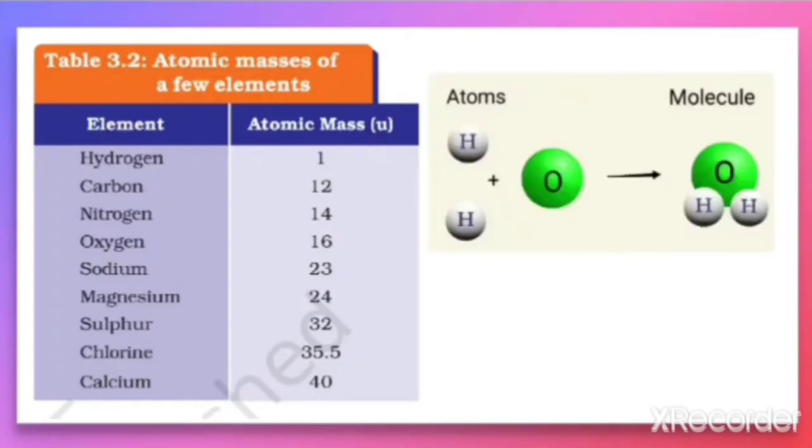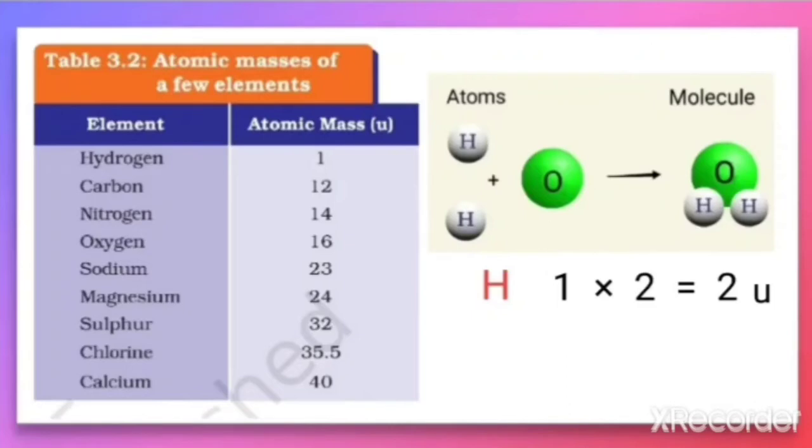Let us take the example of water. As we know, in the water molecule there is a hydrogen atom. When you look at the table, the atomic mass of hydrogen is 1 U, that is, unified mass. Since in the water molecule there are two hydrogen atoms, we have to multiply it by 2, which gives rise to 2 U. So the mass of hydrogen in the water molecule is 2 U.